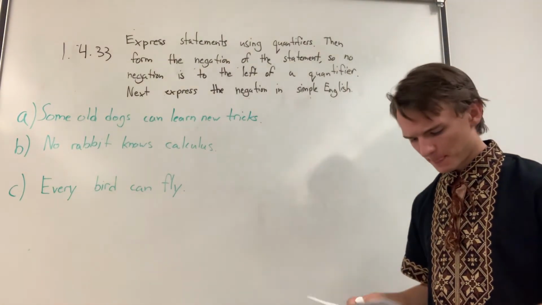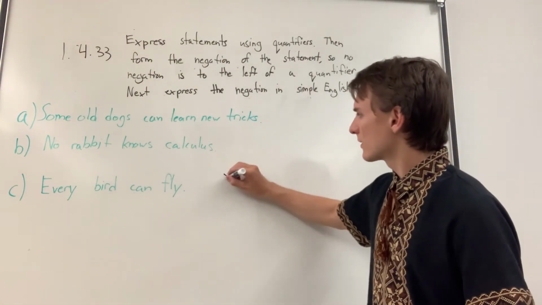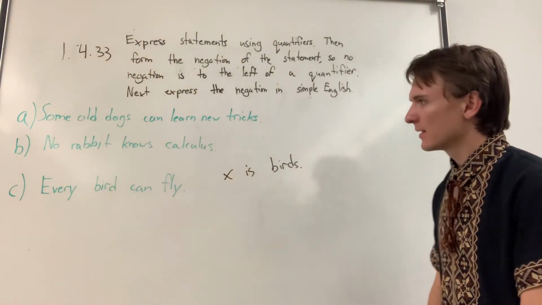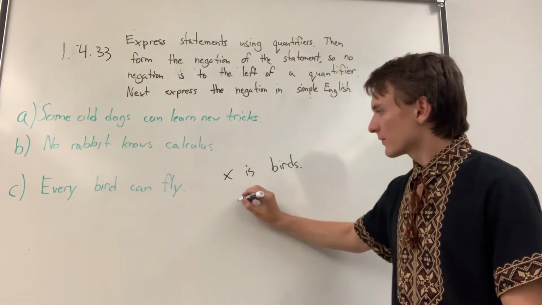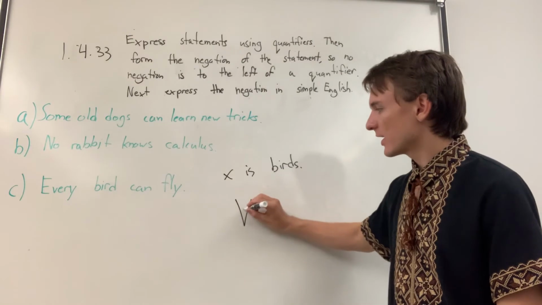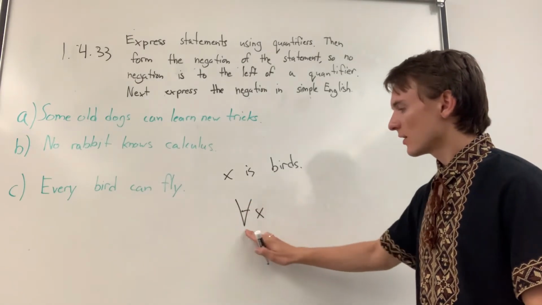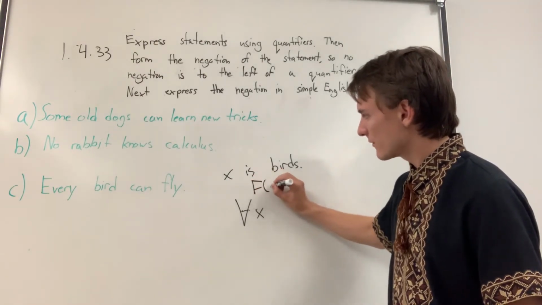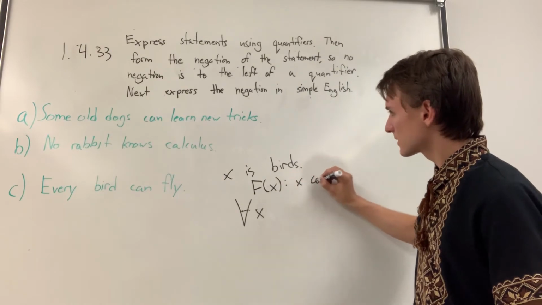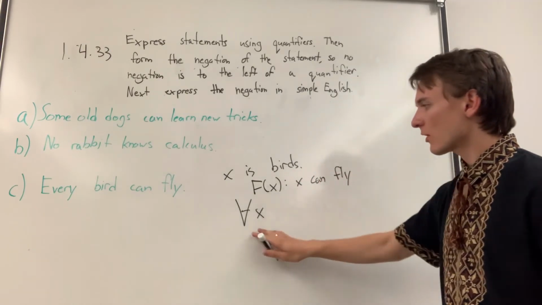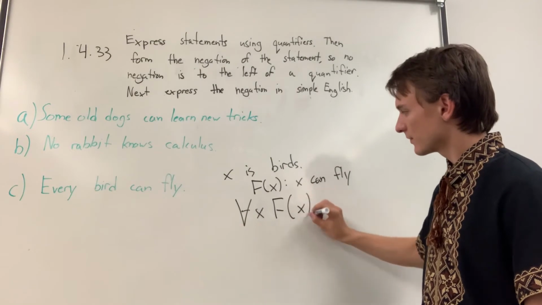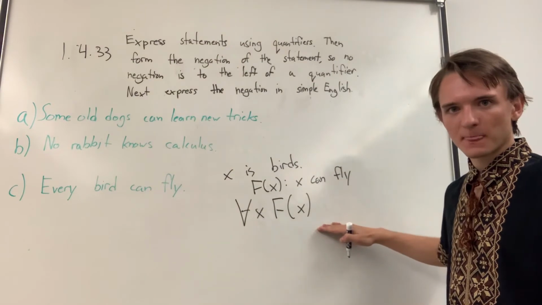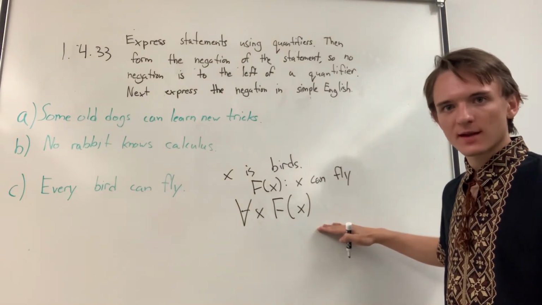Every bird can fly. Our domain is all birds which have ever existed. So we have that keyword every, so we have a universal quantifier before the x, for all x, and then we need to create a predicate, of course. F of x is defined as x can fly. For all x, F of x. This sentence would translate directly to this mathematical statement. Now we have to negate it.